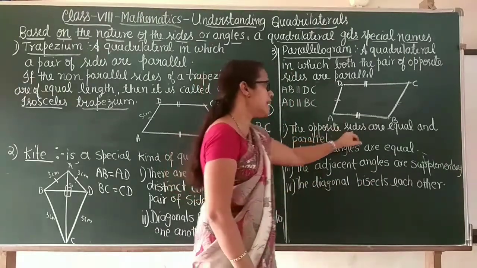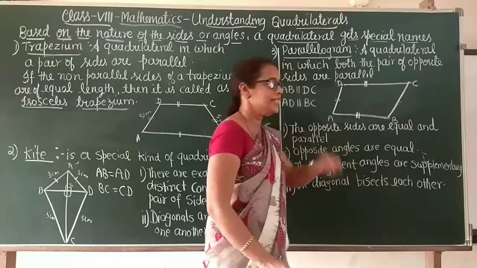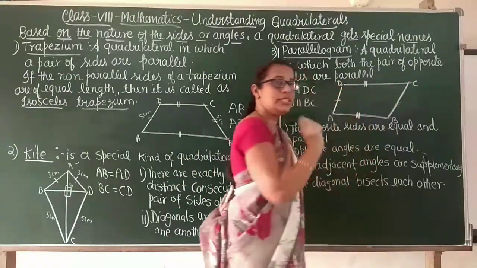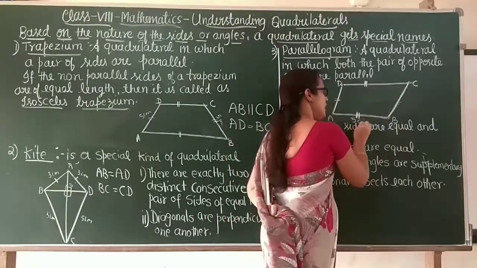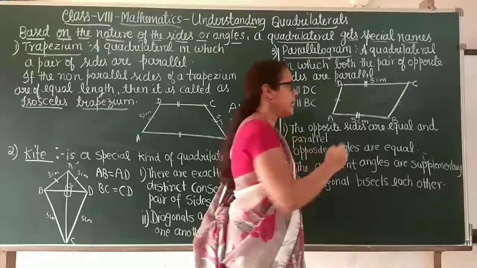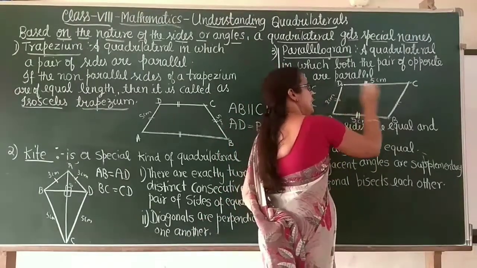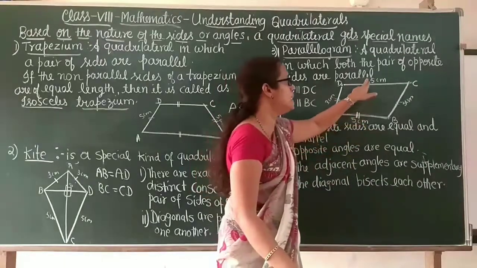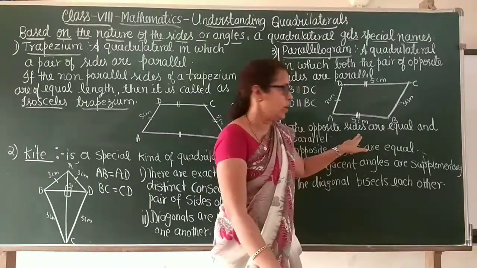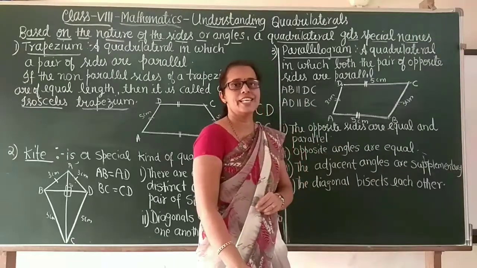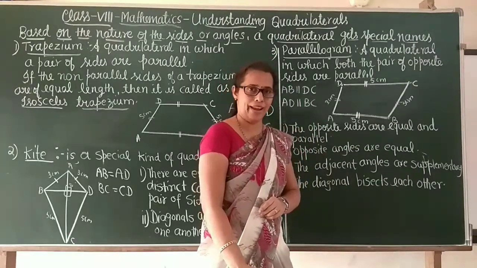The opposite sides are equal. Which are the opposite sides here? AB and CD are the opposite sides. They are of equal length. If this is 5 centimeter, this is also 5 centimeter. If it is 3 centimeter, this is also 3 centimeter. So opposite sides are equal and also parallel.